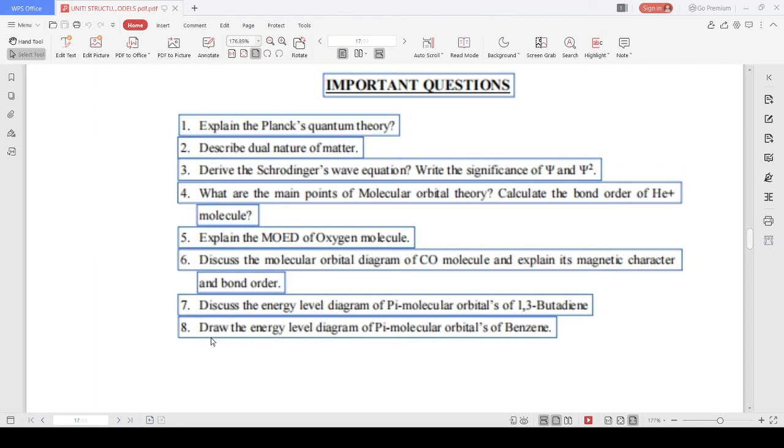So today I explained the energy level diagram of carbon monoxide, the electronic configuration of orbital levels, the energy level diagram for 1,3-butadiene, and the energy level diagram of benzene, along with important questions. So today I explained these 3 parts.